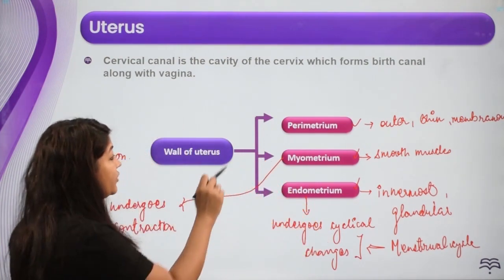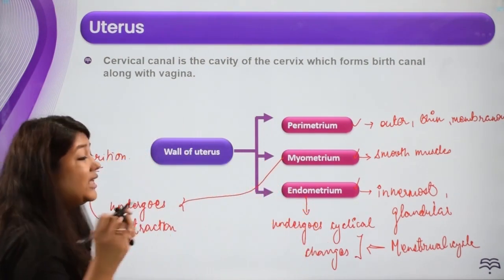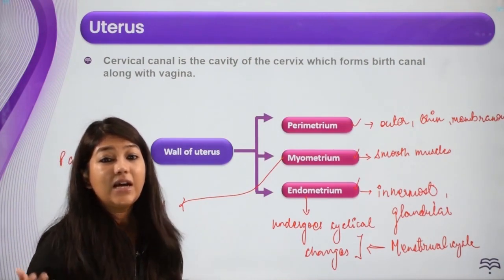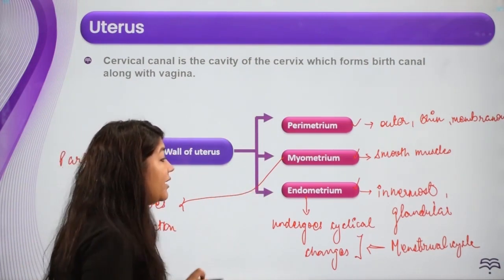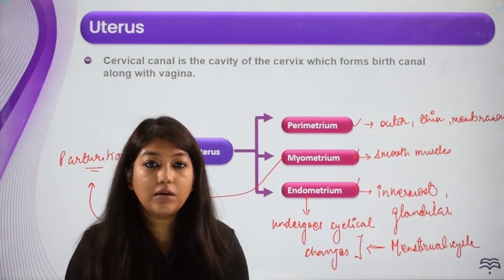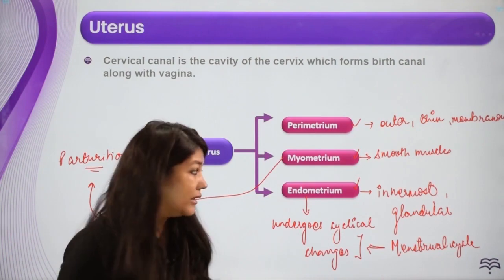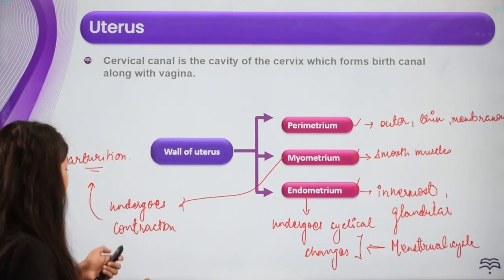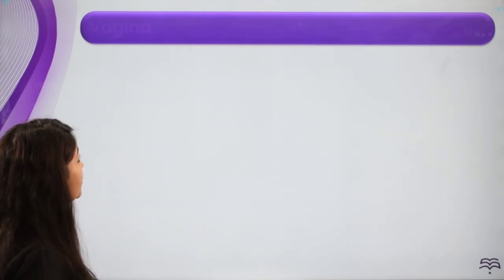Alright, so please remember perimetrium, the outer one, is thin and membranous. Then we have myometrium, which is made up of smooth muscles. These undergo contraction at the time of parturition. And then endometrium, being the innermost, is glandular and undergoes cyclical changes during the menstrual cycle. So the wall of the uterus, this part is very, very important.